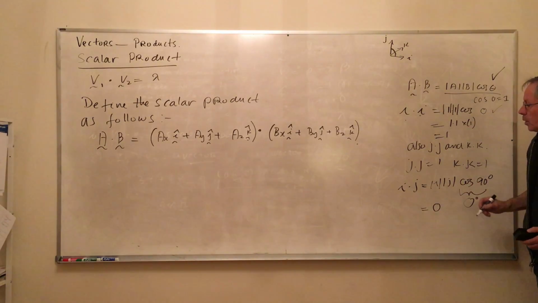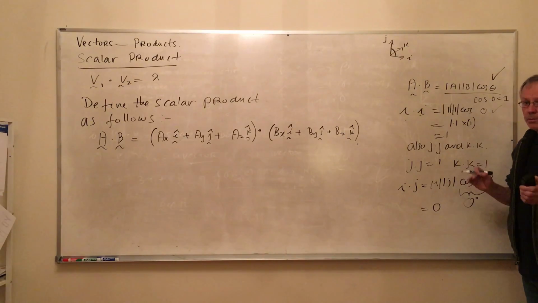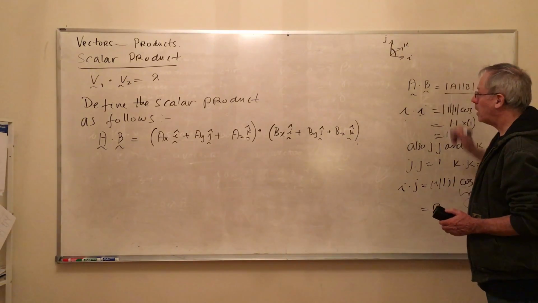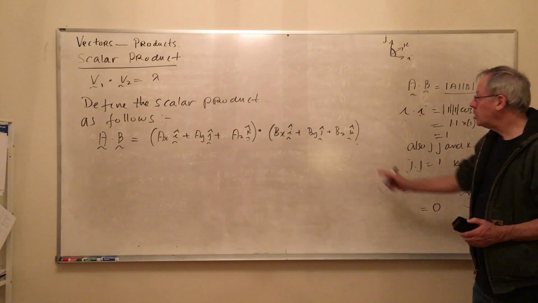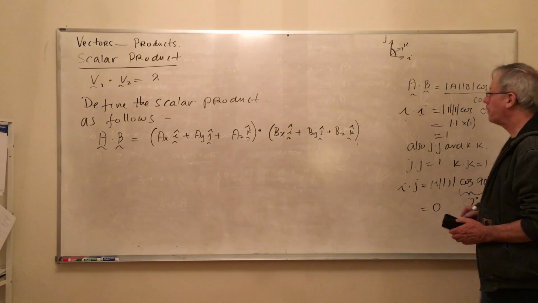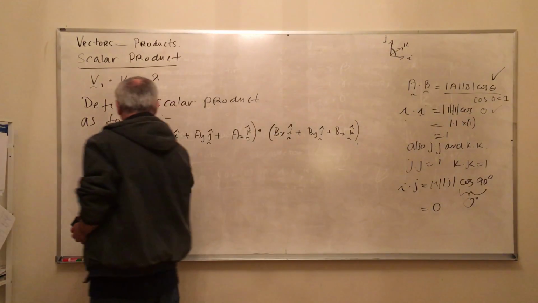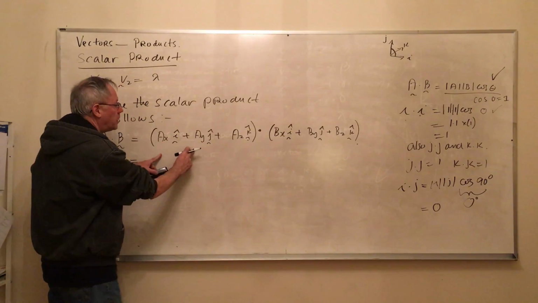Similarly for i dot k and j dot k. In other words, if i and j are not the same unit vectors, the product between them is going to be 0, and we're going to use this over here in 1 second. So I'm going to do the distributive rule.